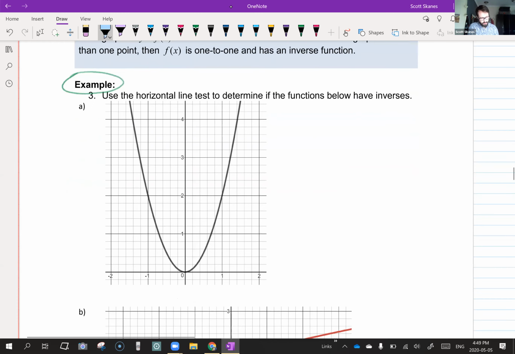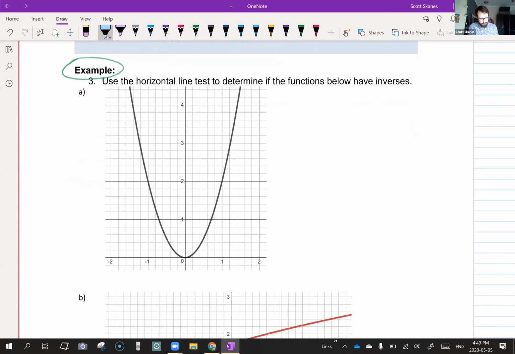So let's just look at this. Horizontal line test. Horizontal line test tests for inverses. It tells us if inverses of this function exist. So first of all, does this have an inverse or not? Does this pass the horizontal line test or not?